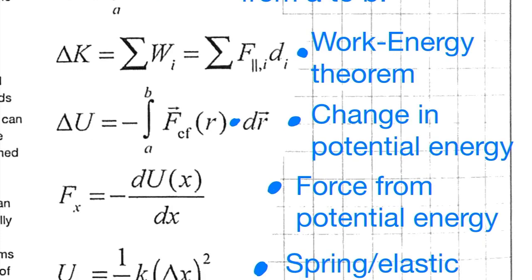Then we've got this same formula basically rearranged here. This is the formula in integral form, this is the formula in derivative form, and it's saying that you can get a function for force if you take the negative derivative of potential with respect to position. We'll see some examples of that later as well. That's force from potential energy.